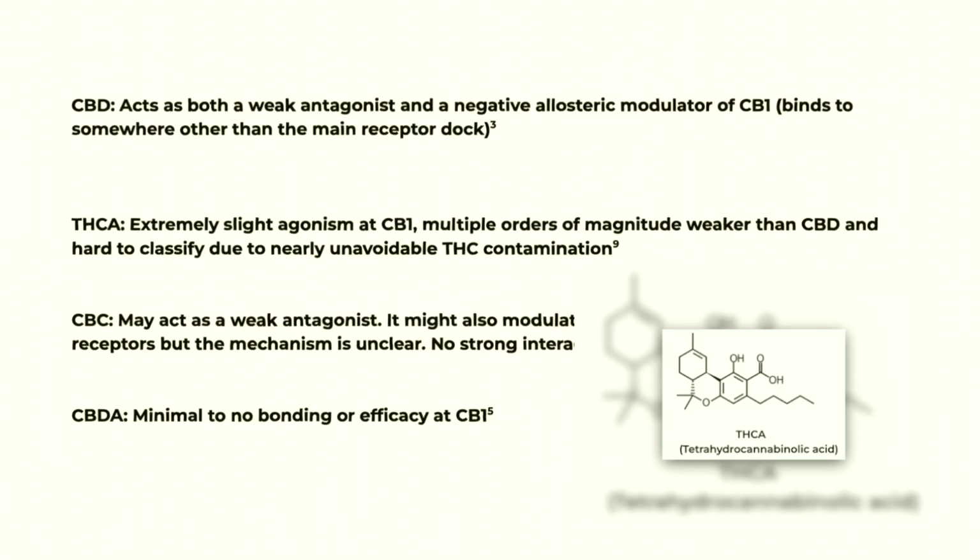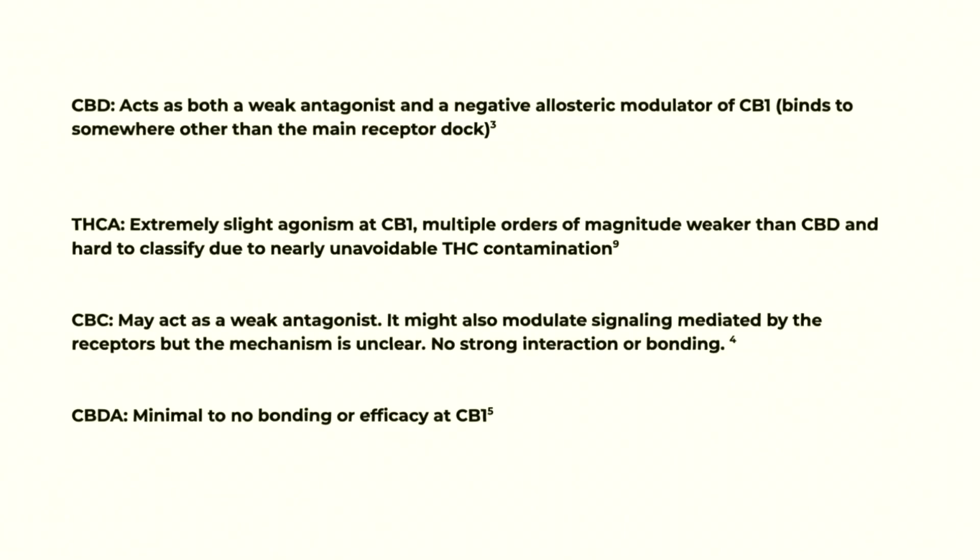THCA, the acidic form of THC, has been shown to have a very weak interaction at CB1, and it does exhibit minimal agonist activity. However, it is hard to fully classify due to unavoidable THC contamination. Thus, it does not interact strongly with the CB1 receptor, and its effects may be difficult to distinguish from those of THC. This is not saying that it lacks an effect on its own, but because THCA can turn into THC easily, it is hard to gauge.